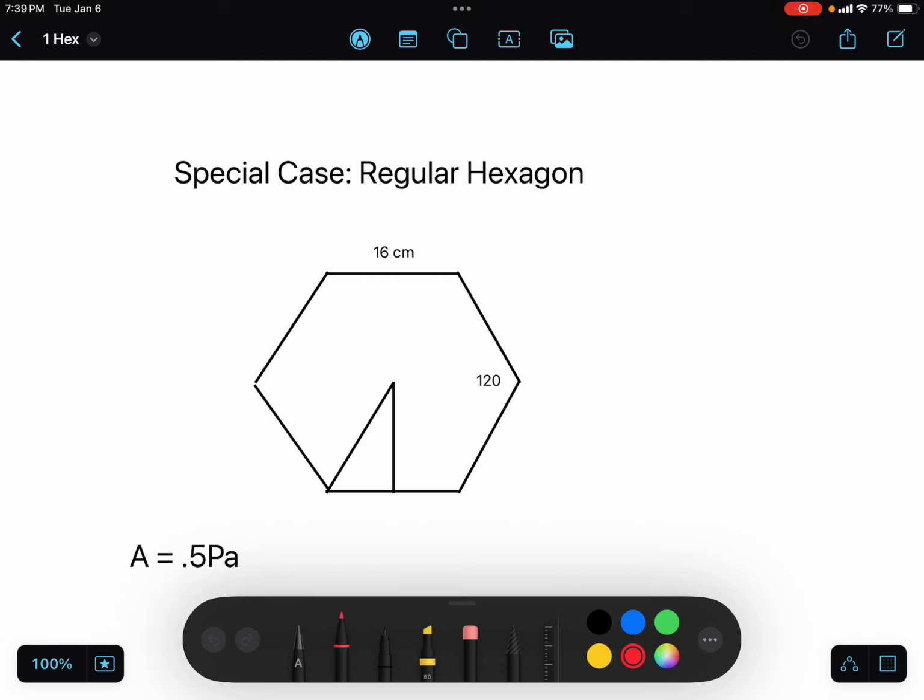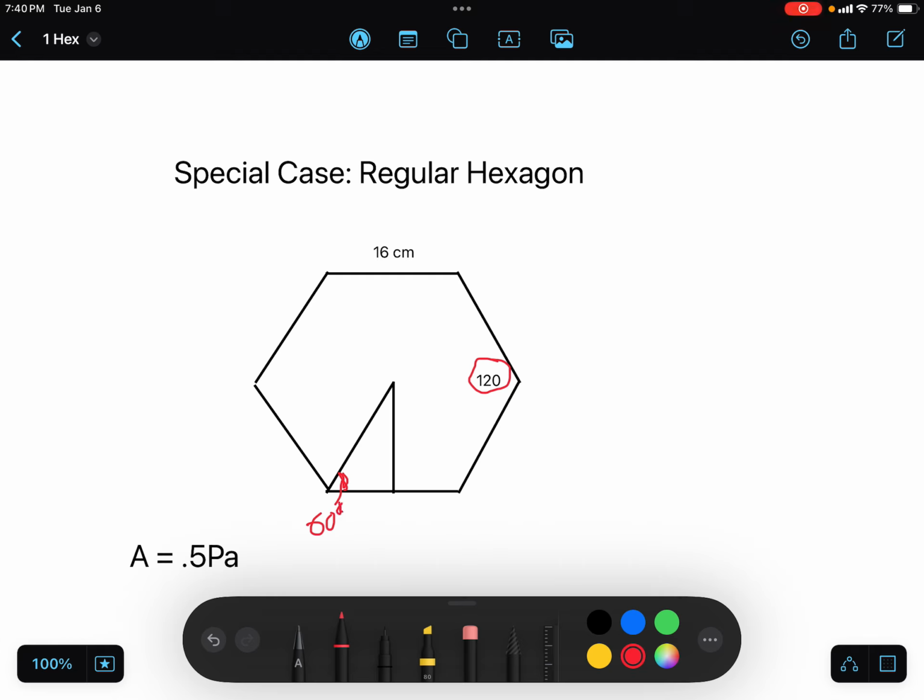And so this regular hexagon has a side length of 16 centimeters, and of course it has 6 sides because it's a hexagon, but we don't have the length of the apothem, which we'll need in order to find area. Well, we can find the length of the apothem without being given it. And the reason for that is that in a regular hexagon, each interior angle is 120 degrees. And what that means is that this angle here is half of that, which is 60 degrees.